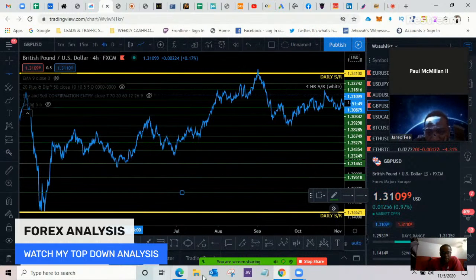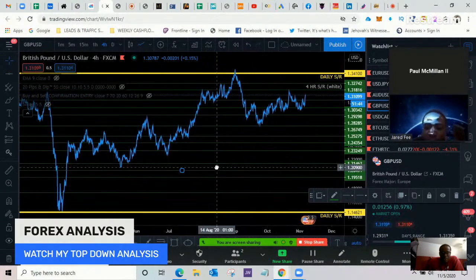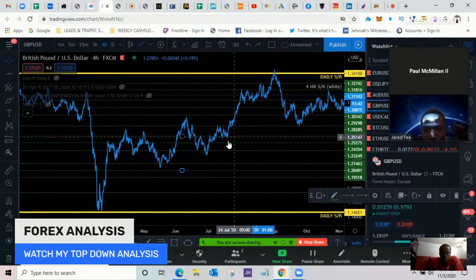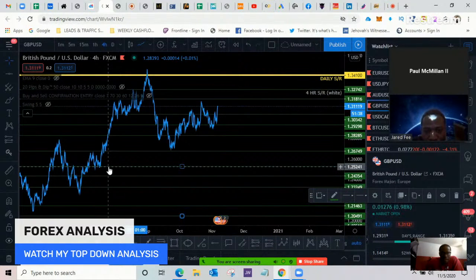That's pretty much good enough. So now we see what market structure looks like so far on this graph. It lets us know exactly what price is doing on the 4-hour, which is very important.